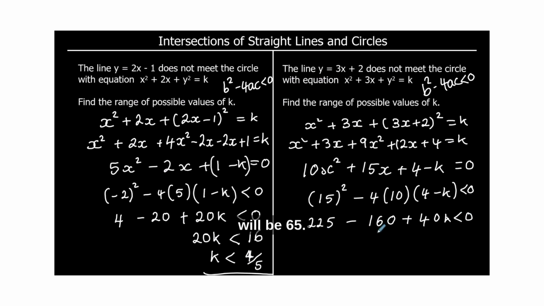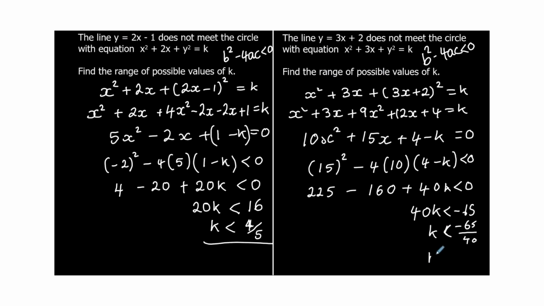225 minus 160 will be 65. So take 65 away from both sides and divide by 40. So k is less than negative 65 over 40, which can be simplified to negative 13 over 8. So that's our answer.